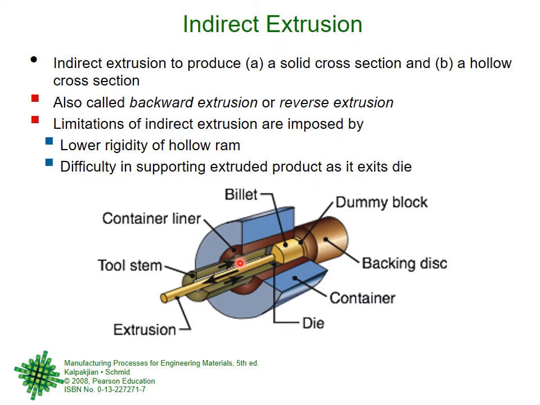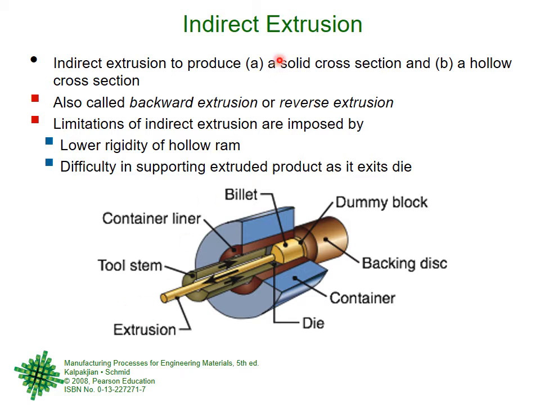So if you see now, the container is there, the container liner is there, and so on, right? But here is the die now. The die is here. But there is a backing disc which is stopping the things. The force is now applied from here, in this direction. And the material, right? This is the billet material. The billet material goes into the die and comes back, right? So the force is applied in one direction, and the material goes through the die and flows back.